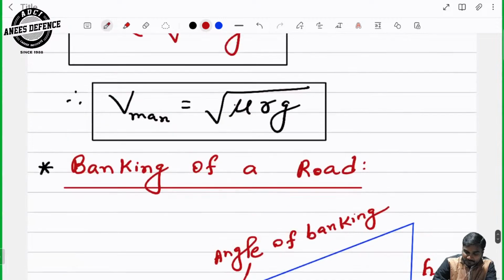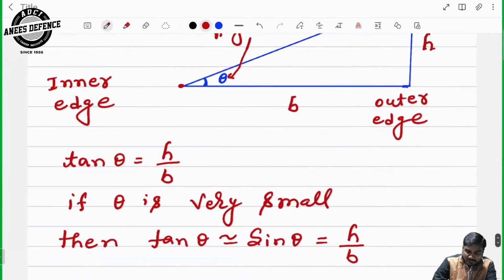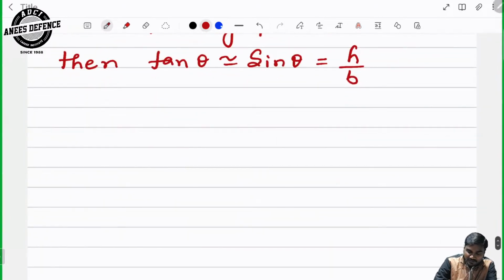Next topic. Next application, the topic on banking. Write down turning on a banked road.